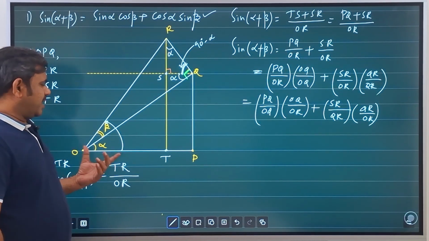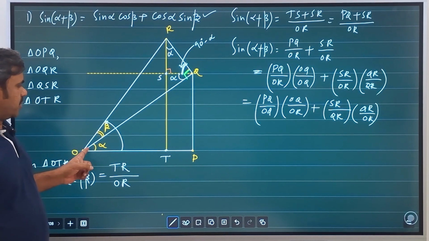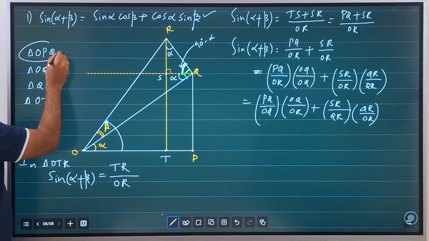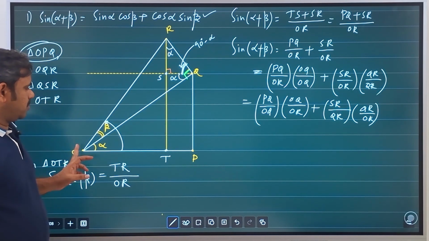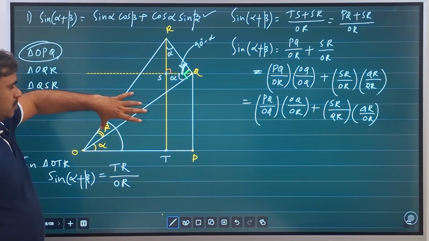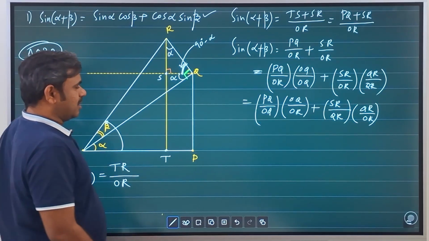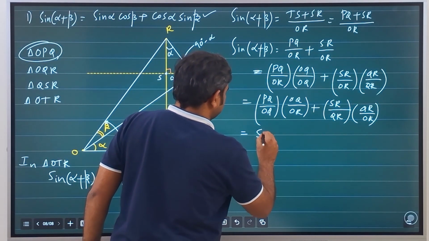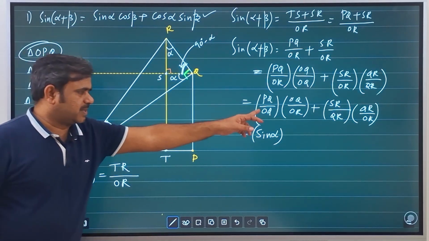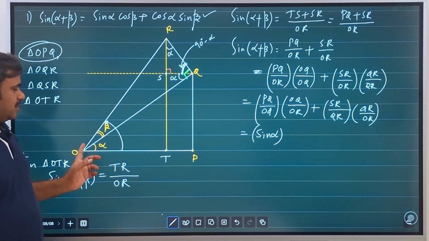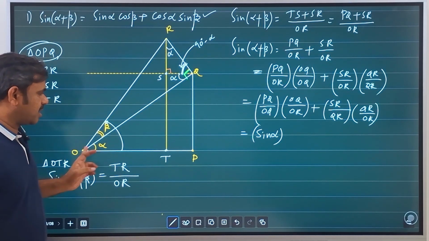Alright, look at the figure. PQ by OQ is in the right angled triangle OPQ. PQ divided by OQ, that is the opposite side to hypotenuse ratio, which is sine alpha. PQ is the opposite side of alpha and OQ is the hypotenuse in this right angled triangle OPQ.